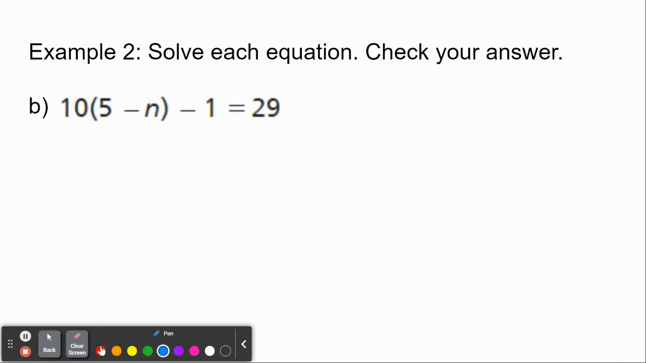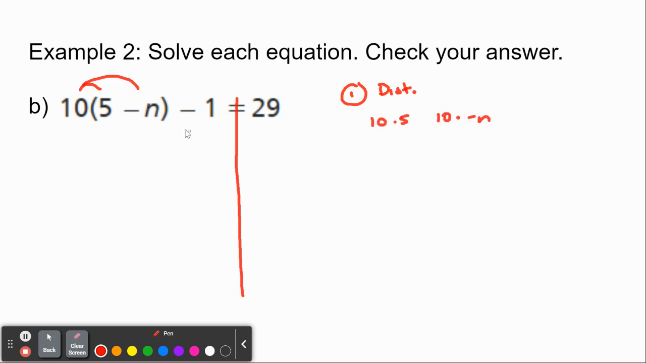Okay, next here, same kind of deal, right? So I'm going to draw my line down the equal sign. I see those parentheses, so the first step I'm going to do here is distribution, right? I'm going to take this 10, and I'm going to multiply it to the 5 and the -n. Notice I do not do it to the -1 because the -1's not inside the parentheses. So when I do my distribution, I'm doing 10 times 5 and 10 times -n. You can put a 1 in front of that n if you want to, because anytime a variable doesn't have a number in front, there's a 1 hidden there. In this case, it's a -1 because there's a minus sign in front.